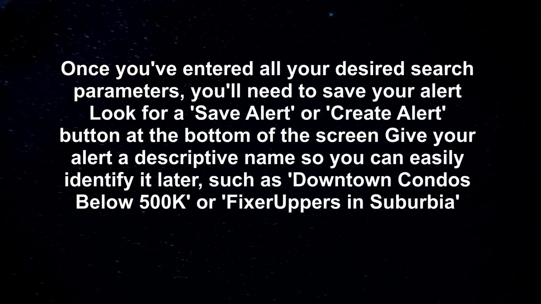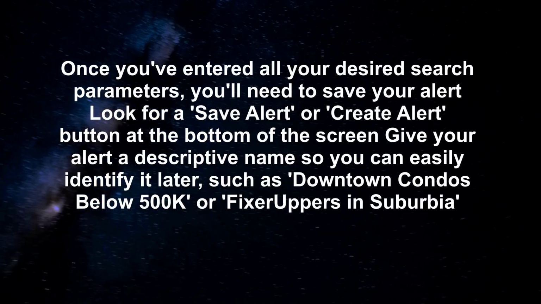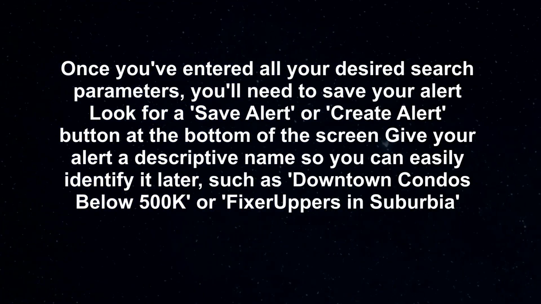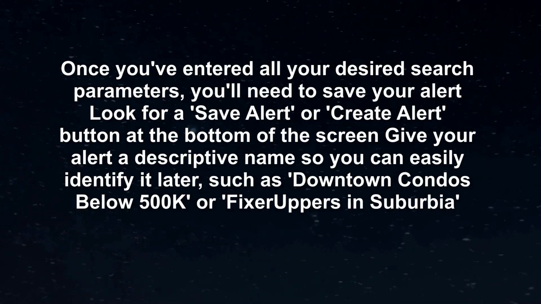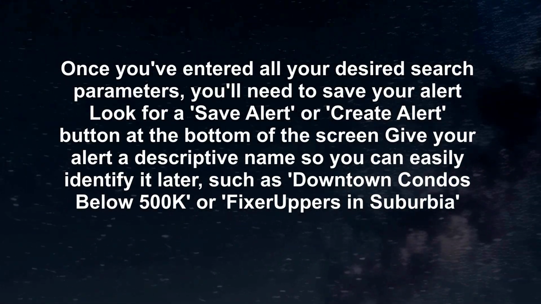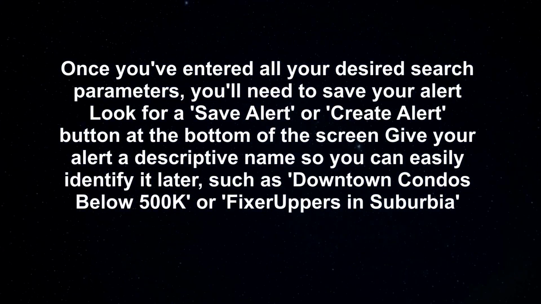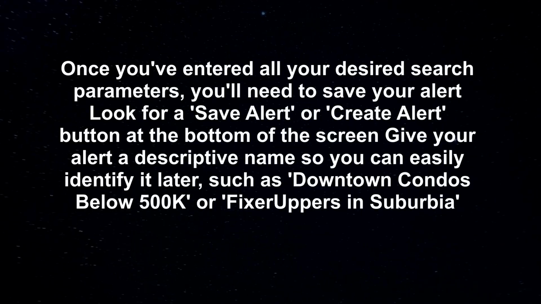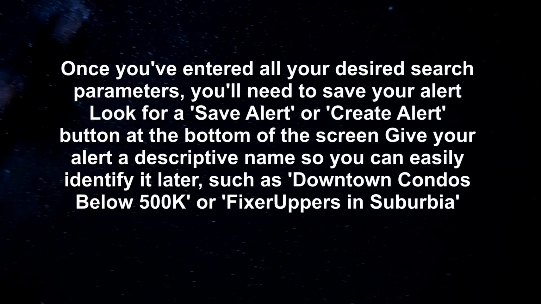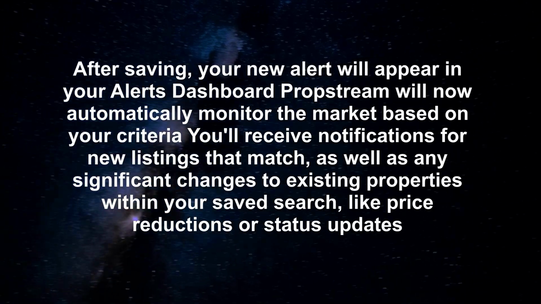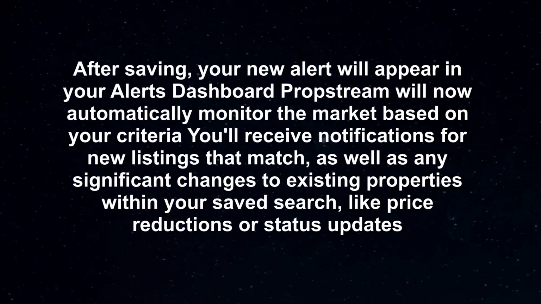Once you've entered all your desired search parameters, you'll need to save your alert. Look for a Save Alert or Create Alert button at the bottom of the screen. Give your alert a descriptive name so you can easily identify it later, such as downtown condos below 500K or fixer-uppers in suburbia. After saving, your new alert will appear in your alerts dashboard.